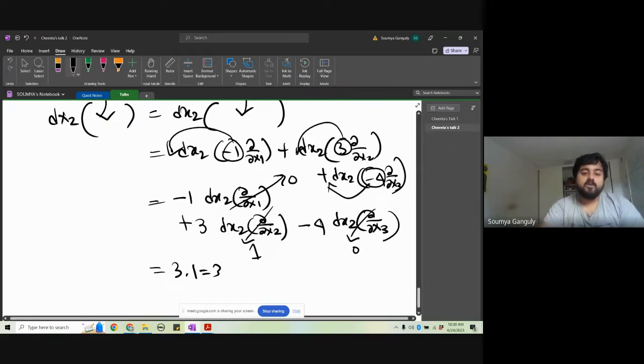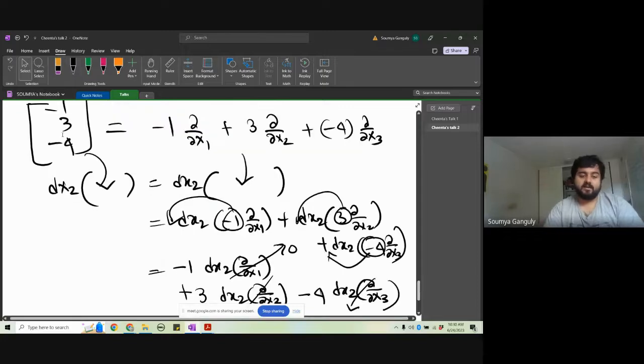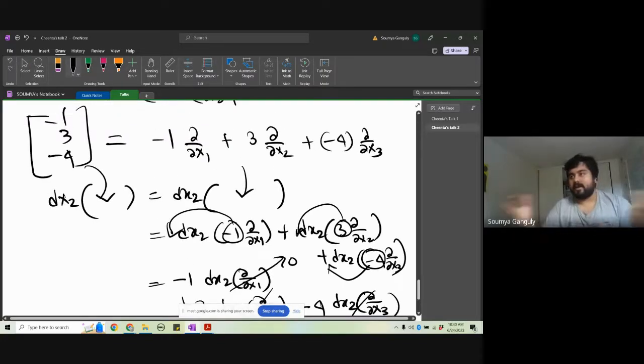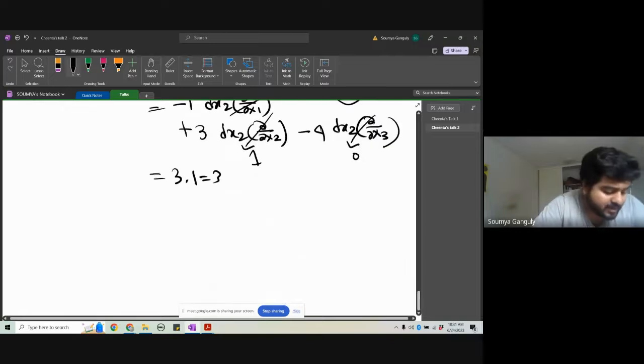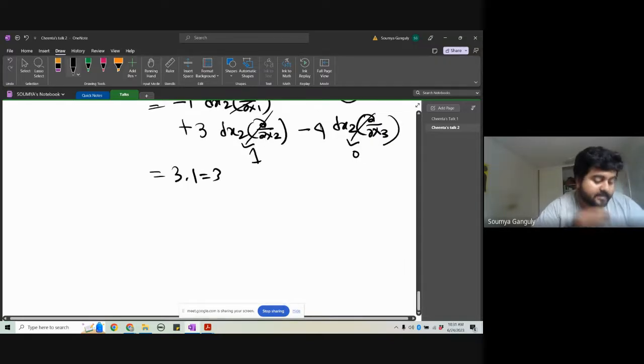So you see, you had an arbitrary vector. You can replace -1, 3, 4 by any numbers you like. So you had an arbitrary vector at a point, and you know how to use the differential one form dx2 on that vector and get a number out of it. We got the number 3 from here. So now, similarly, you can play with these things.